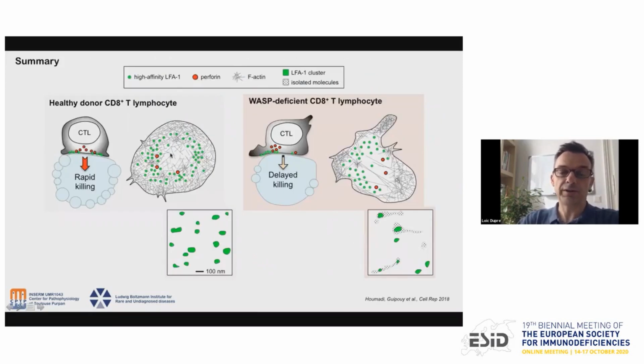So the conclusion from this study using different super resolution microscopy approaches is that in the WASP deficient CD8 T cells, the delayed killing activity was most probably due to the inability to stabilize this immunological synapse, probably due to the destructured actin cytoskeleton meshwork at the immunological synapse, not allowing the confinement of LFA1 in nicely structured nanoclusters, and not allowing the proper polarization of the lytic granules.